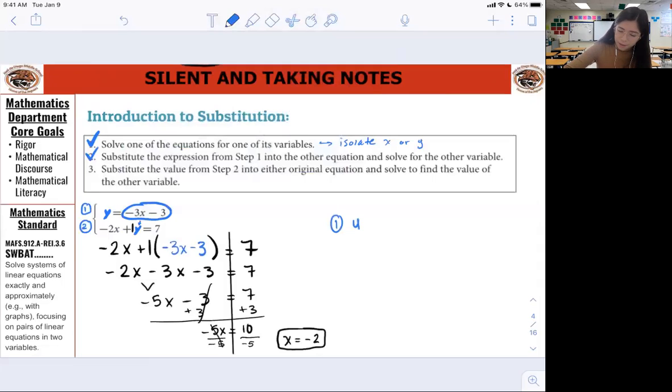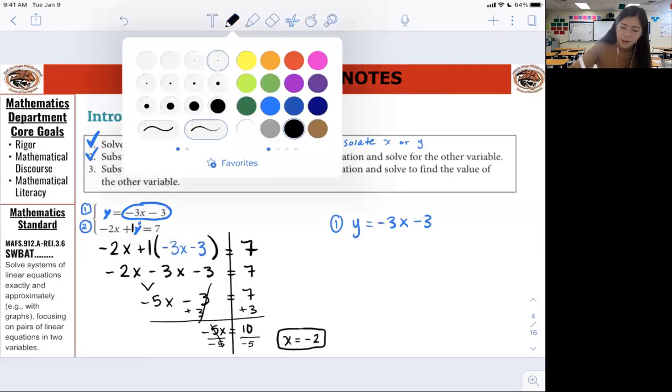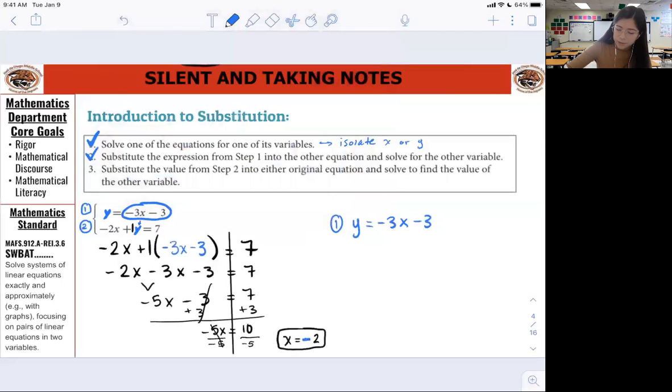I'm going to rewrite it. y equals -3x minus 3. And I'm just going to replace the x with a -2, since that was the answer I got, right? I got -2 as my answer. That -2 goes right back into that equation.